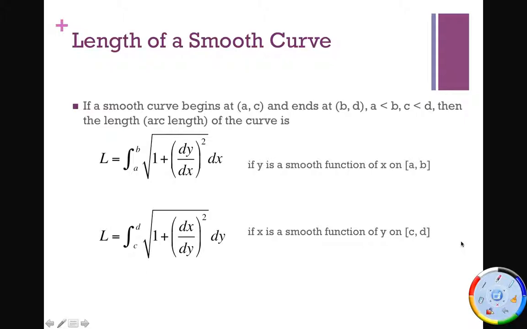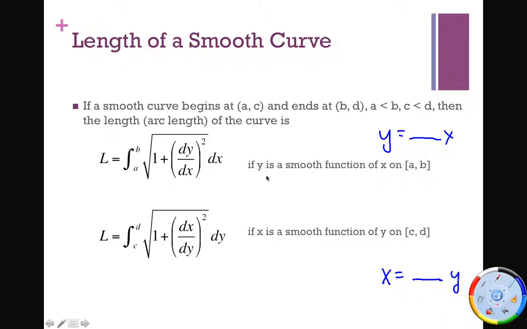So if you have a smooth curve that begins at the point AC and ends at the point BD, then the length of the curve, or the arc length of the curve, is defined as these two statements. Notice that the top one is in the form of an f of x equation, or more commonly y equals blah blah blah with x's in them, whereas the other one is take the derivative of x with respect to y. So this would be an x equals blah blah blah with a y in it for your variable.